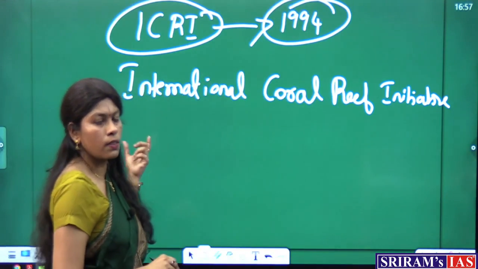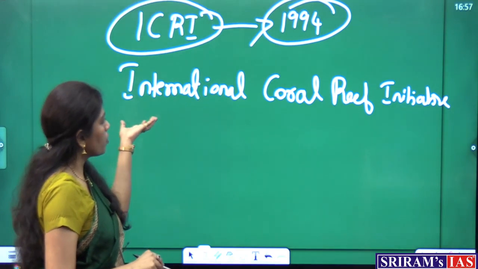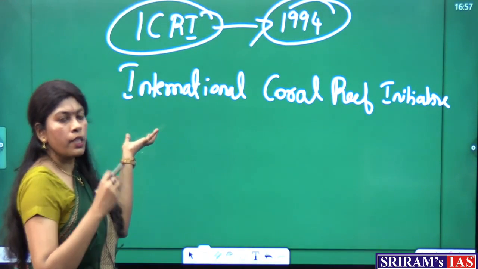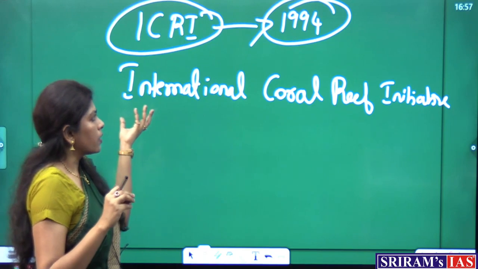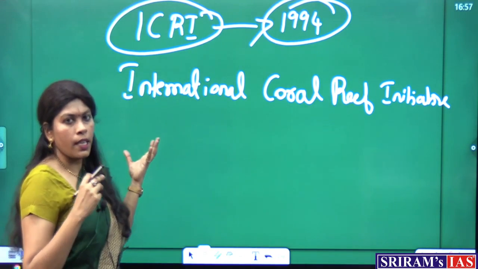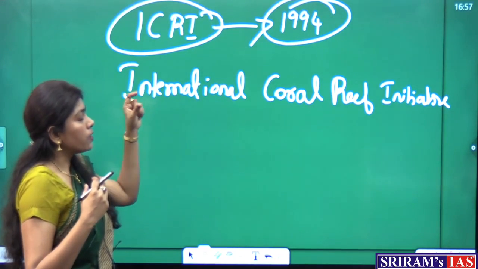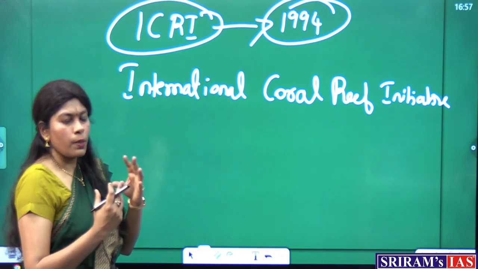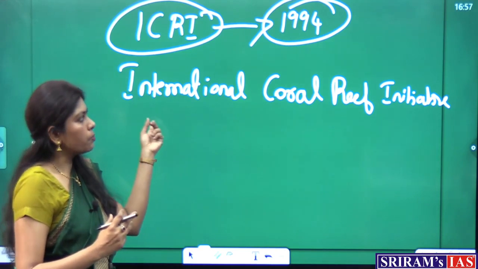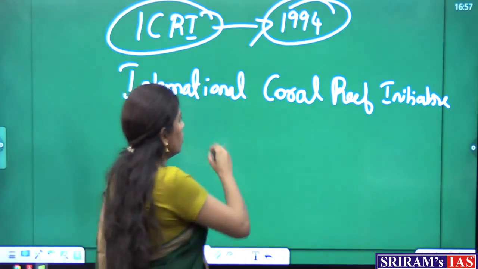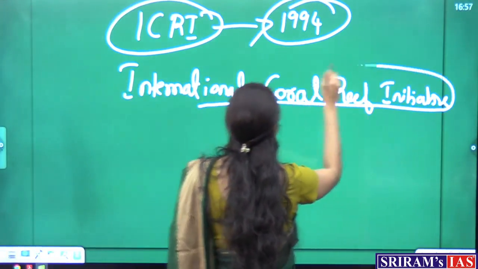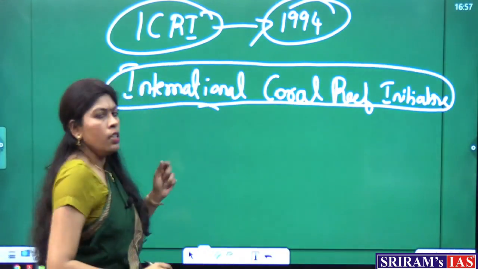So this year it is the 30th year, so we are focusing on this, year-wise classification. It's a strategy which I will be explaining later in the classes. So if a body reaches its 30th year, 50th year celebration, mostly in the question paper you will find those types of questions. So this International Coral Reef Initiative is one such initiative.